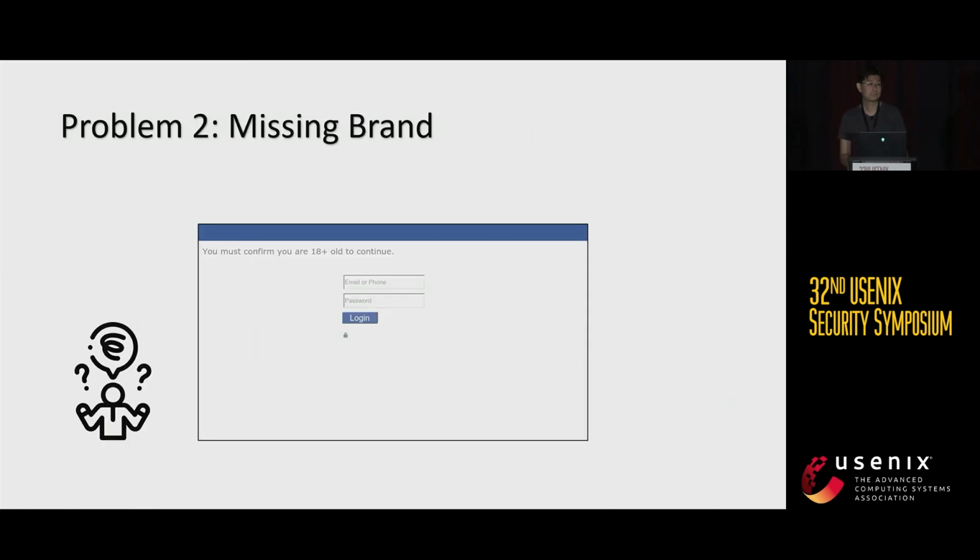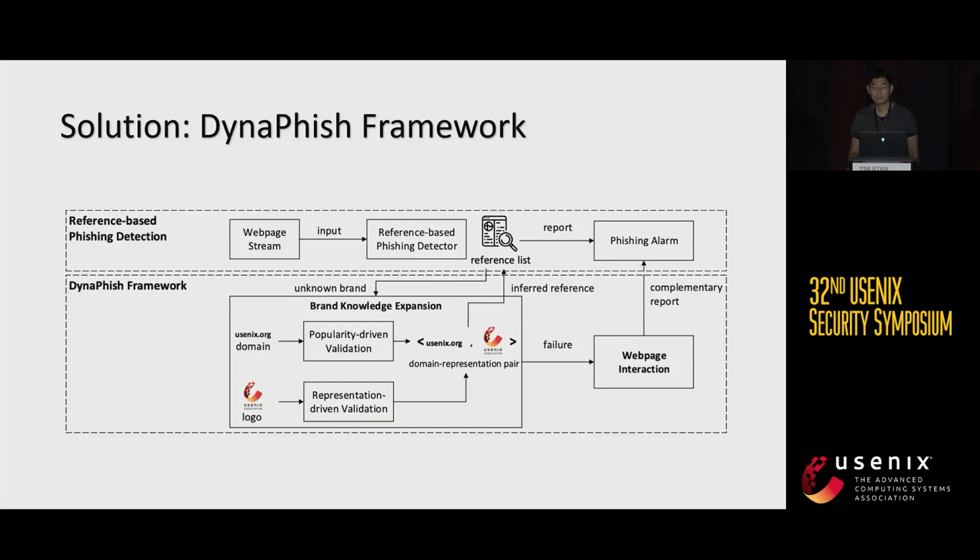The second limitation is that we observe some phishing web pages have a very ambiguous brand. In this case, they are phishing and take credentials, but it is very hard to infer the intended brand. Therefore, in this work, we propose the Dynafish framework, which supports any reference-based phishing detector with two components.